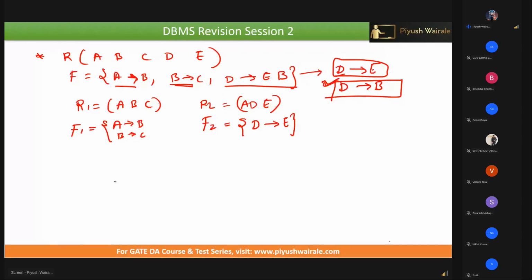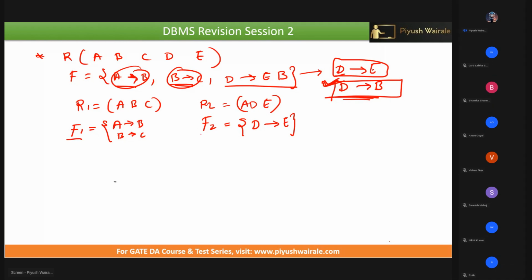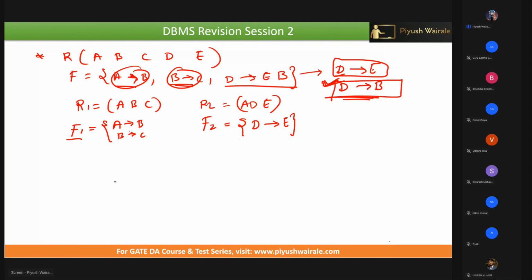If after decomposition all the FDs are automatically preserved in R1 and R2, then there is no need to check. We have to check only those FDs which are not getting preserved directly. It doesn't mean that it is not preserved; we have to check for that. So first, find out all the FDs applicable to F1 and F2. Are these the applicable FDs, or do we have more FDs also? Can anyone tell me?